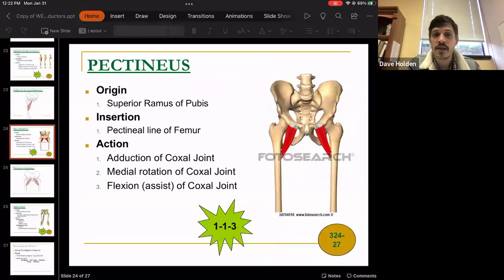So the pectineus runs from the superior ramus of the pubis right up along its upper margin, and it inserts on the pectineal line of the femur. This is in fact what the pectineal line of the femur is named for, as being the insertion of the pectineus. Since it's an adductor, notice same actions as all the others: adduction, flexion, medial rotation. Only one that's different so far is still adductor magnus.